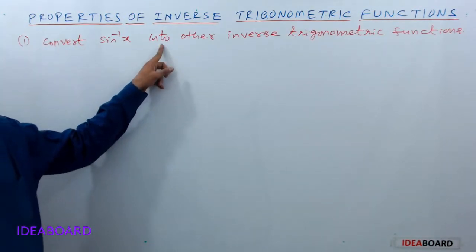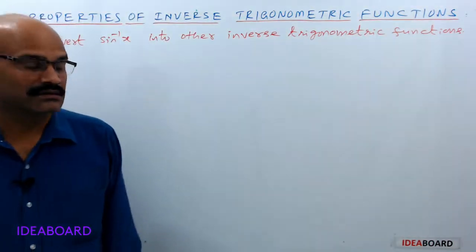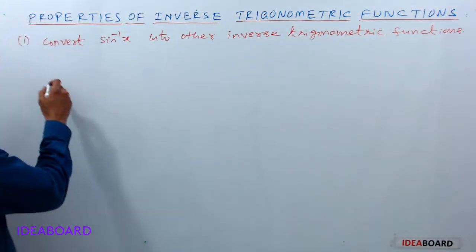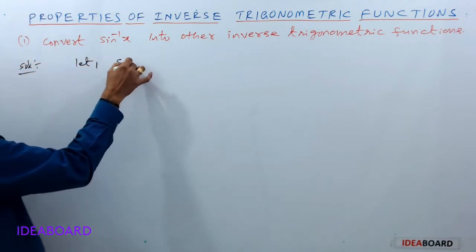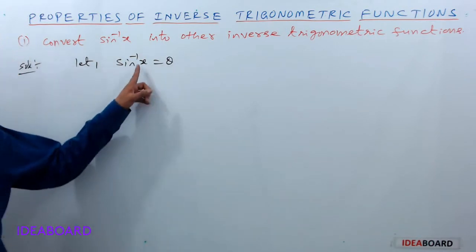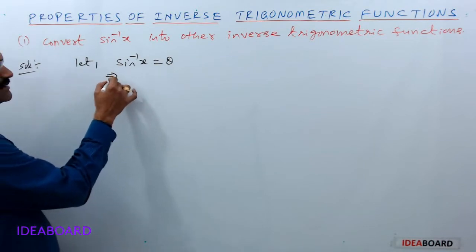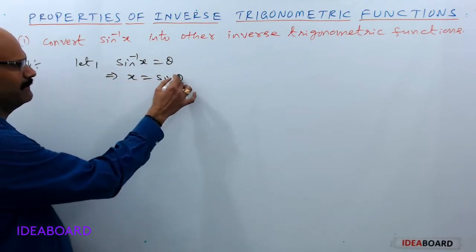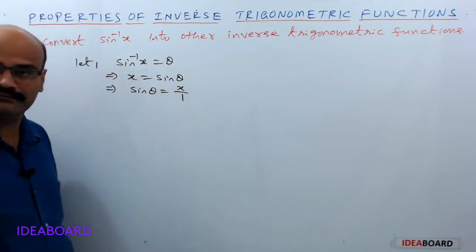Convert sin inverse x into other inverse trigonometric functions. Let sin inverse of x equal to theta. Then we have x equal to sin theta. It implies sin theta equal to x by 1.